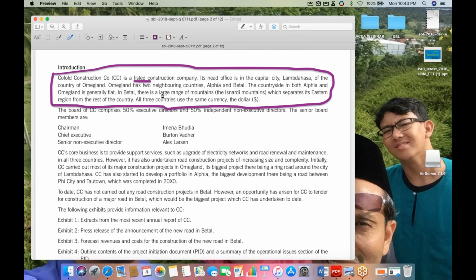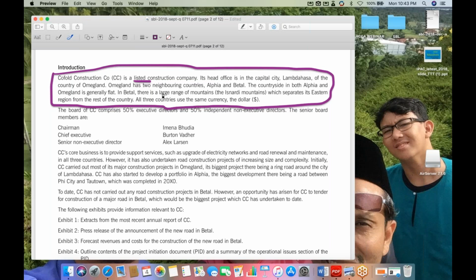So when it's a listed construction company, it tells you about the ownership. When it tells you about ownership, it means that this can be related to corporate governance. You're talking about the structure of this particular company. Definitely when it's listed, there'll be what? There'll be shareholders. So this is perhaps a public company.